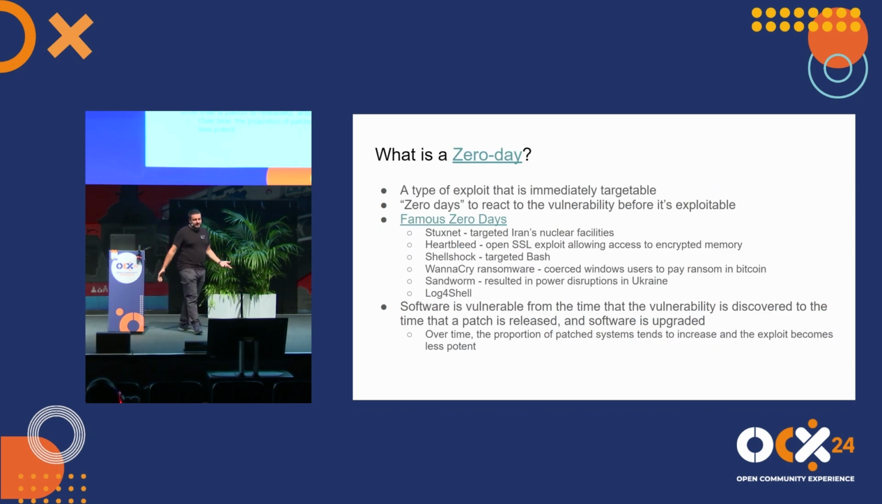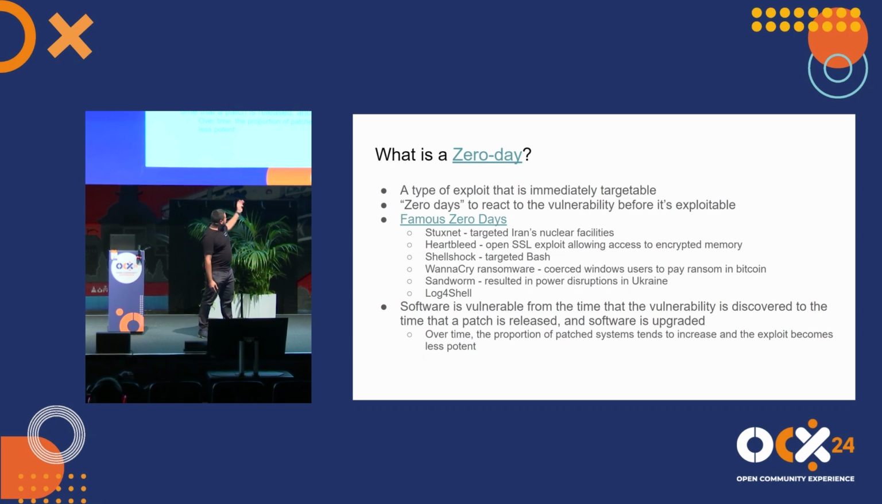So 0 day, this is a term for an exploit that's immediately targetable. Basically, you've got 0 days to react to the vulnerability before it's exploitable. Couple super famous 0 days. We've had Stuxnet, Heartbleed, Shellshock, WannaCry, Sandworm, Log4Shell. I've actually read a really good book on Sandworm that's available. So these are fascinating reads. There are great articles about them.